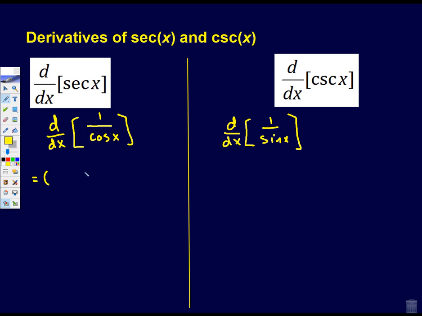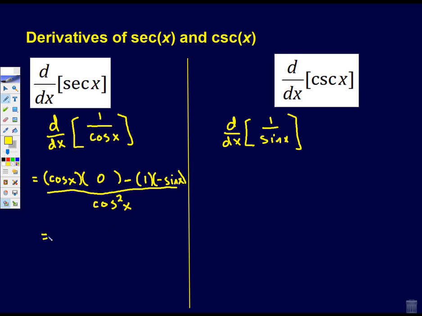Okay, so when I go low d high, it's cosine x times the derivative of 1, but the derivative of 1 is 0 because it's a constant, minus high d low, 1 times the derivative of cosine, which is negative sine x. And then it's all over the square of what's below, so it's all over cosine squared.